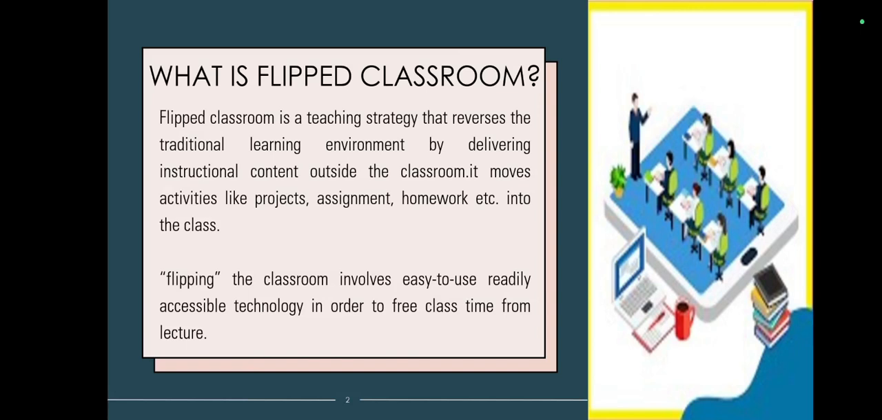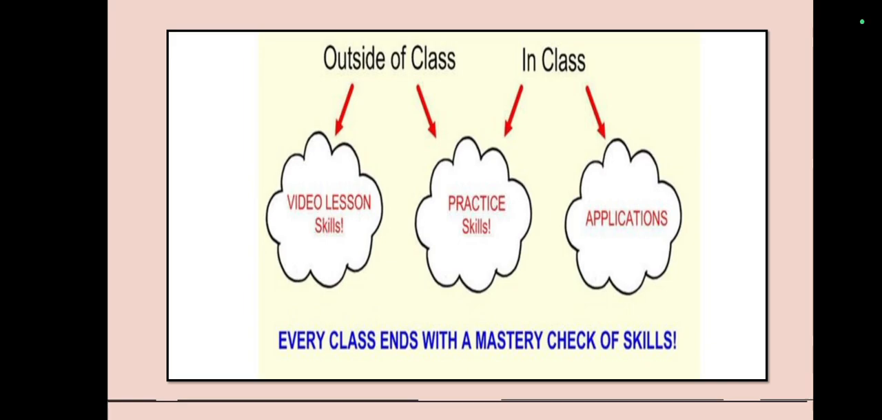It means that the assignments, projects and homework, now the students are doing in the class, and the homework they are doing at their home. So it takes place outside the classroom as well as inside the classroom. When we see outside the classroom, the learning takes place through the video lessons and practice skills. The students are doing their video lessons and practice at their home, and what they are doing in the class is practicing those skills and applying those skills in the classroom. So in the class they are doing practice skill and application.